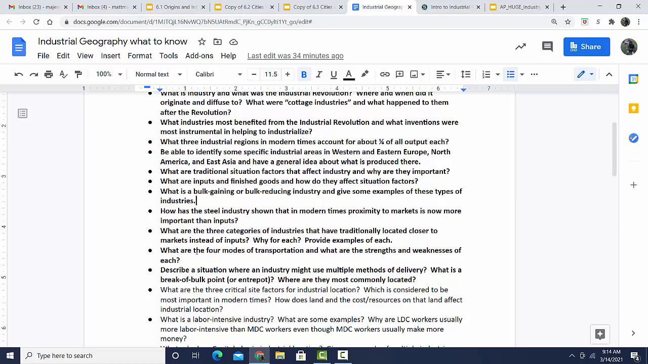What's a break of bulk point? So that's a fancy term to mean a place where you load or unload goods from one method of transportation onto another. So where you're able to take products from ships and put them onto trains or onto trucks. Every airport and every seaport in the world is a break of bulk point, right? Because that's specifically what they're there for.